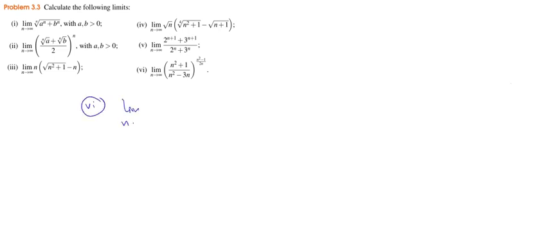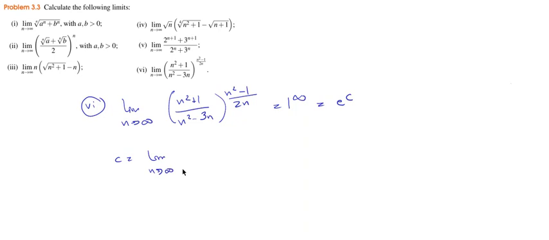And then finally, the limit when n goes to infinity of n squared plus 1 over n squared minus 3n, to the power of n squared minus 1 over 2n. So the limit of the base is going to be 1, right? And the limit of the exponent, n squared over n, is going to be infinity. So this is 1 to the infinity, an indetermination of the kind e to the c. And here c, as usual, is the limit of n squared minus 1 over 2n times n squared plus 1 over n squared minus 3n minus 1.